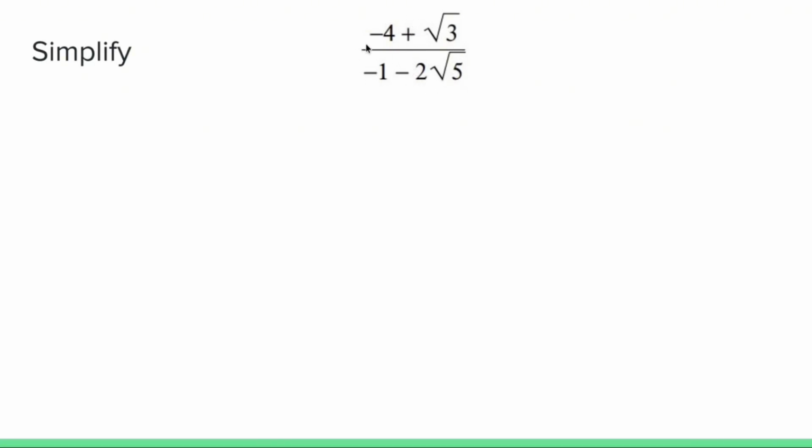Simplify -4 plus root 3 over -1 minus 2 root 5. All right, so what's the issue here you're looking at? Like, what do I simplify? What do I cross out? You're not crossing anything out. The issue is there's a square root on the bottom, okay? There's a square root in the denominator, and you're not allowed to have that.